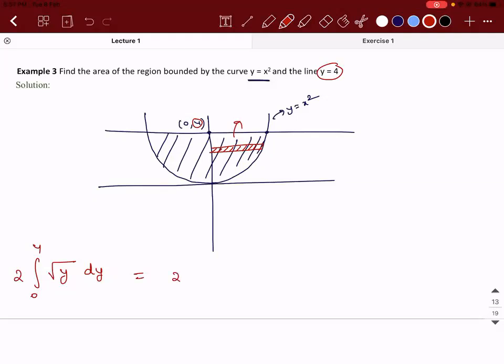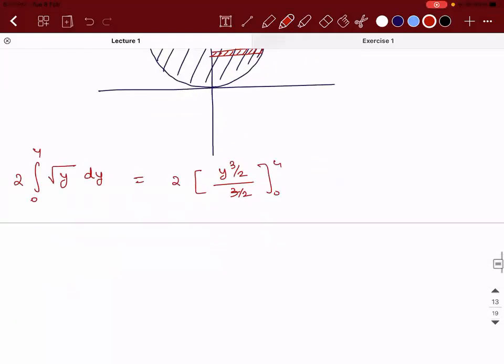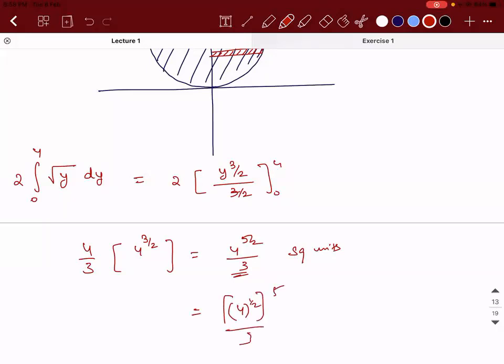So 2 into integral of root y dy is y power 3 by 2 divided by 3 by 2, between 0 to 4. 4 by 3 into 4 power 3 by 2. So 4 power 5 by 2 divided by 3. So these many square units will be the answer. So 4 power 5 by 2 means 4 power half, the whole power 5, divided by 3. So 4 power half is 2, 2 power 5 is 32, 32 divided by 3 square units is the answer.